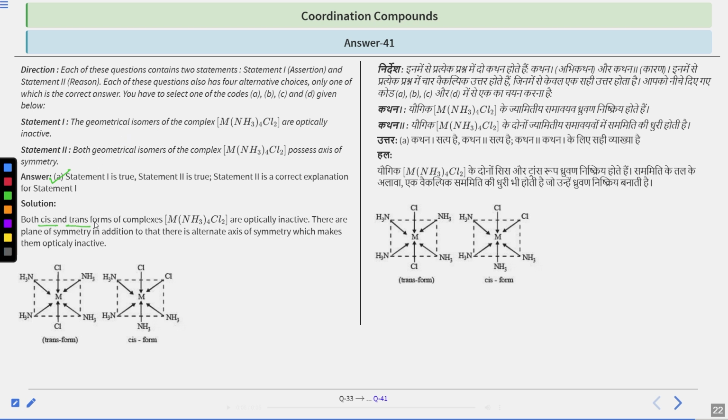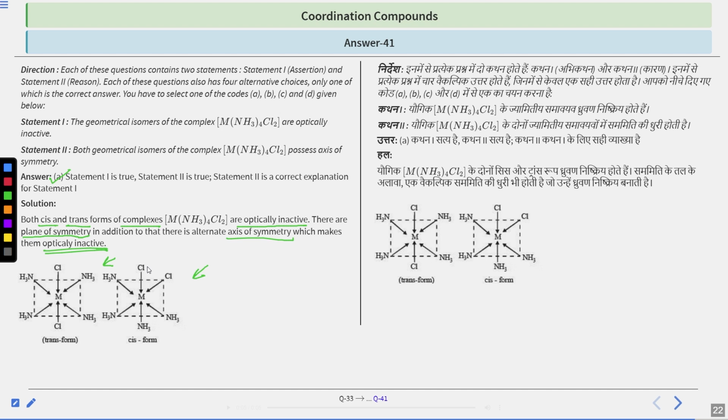Both cis and trans forms of the complex [Mn(NH3)4Cl2] are optically inactive. There is a plane of symmetry. In addition to that, there is an alternate axis of symmetry, which makes them optically inactive, because for an optically active compound, the symmetry should not be present. But if you see in the cis and the trans form of the given complex, a plane of symmetry is there and an alternate axis of symmetry is there. Right?